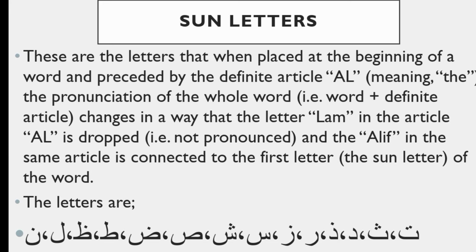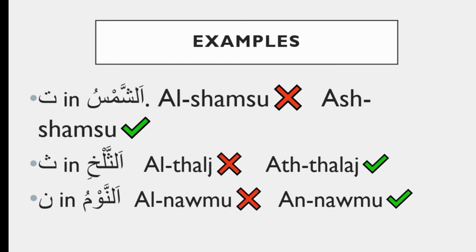So now, when alif and lam come before any of these 14 letters, you are to drop the lam. That means you don't have to pronounce the lam. Just pronounce your alif and go straight to the letter. So for example, we have ashamsu. Now, what you should note here is that the alif takes fatha, right? The lam doesn't take anything. And then we have the shin.